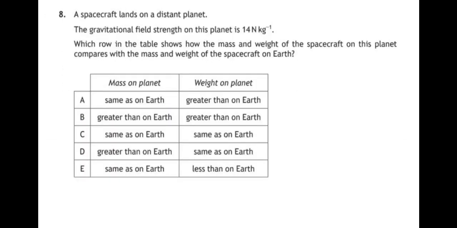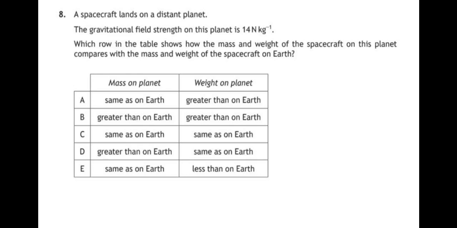Question number 8. A spacecraft lands on a distant planet. The gravitational field strength on this planet is 14 newtons per kilogram. Which row in the table shows the mass and weight of the spacecraft on this planet compared to the mass and weight of the spacecraft on Earth?